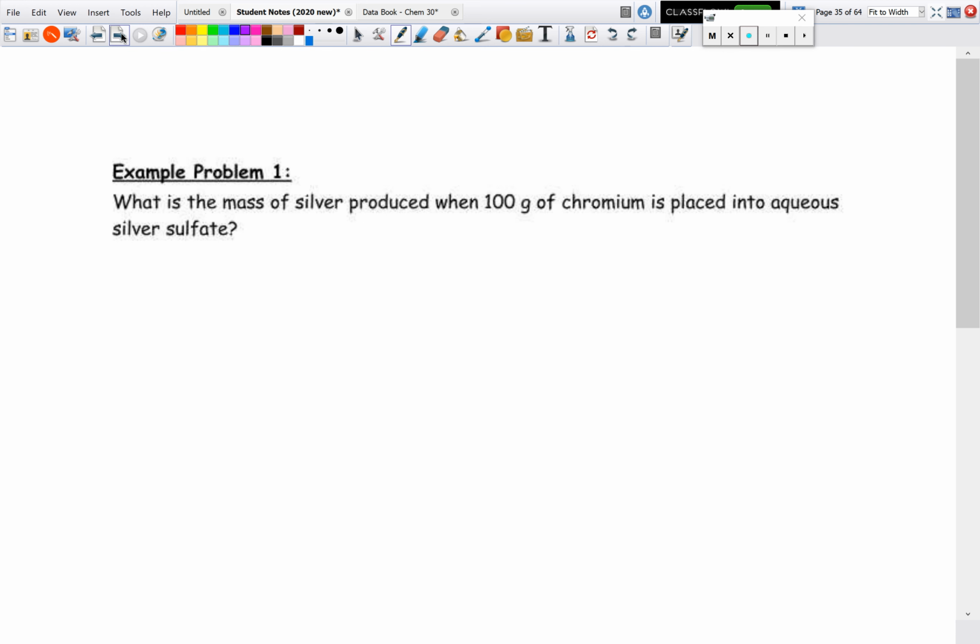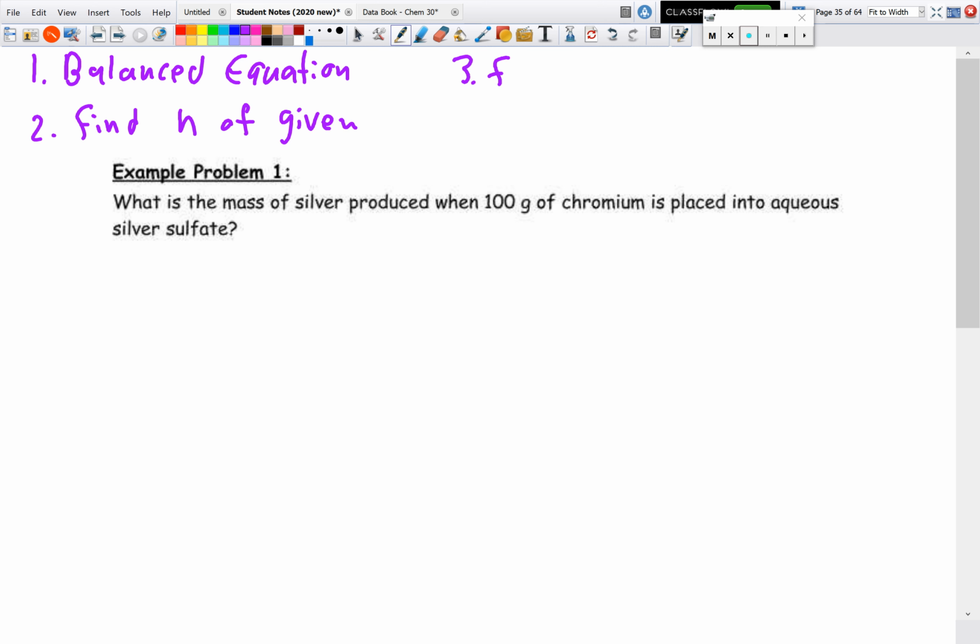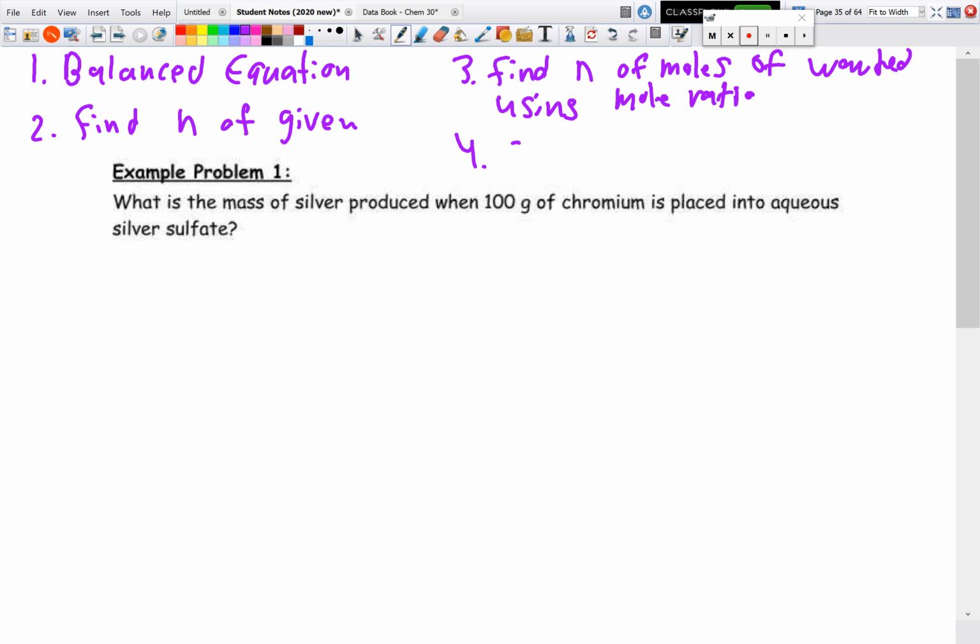So let's look at our first example. So we will need to follow our 4 steps. Of course, step 1 is balance chemical equation. Step 2 is find the number of moles of our given. Step 3 is going to be find the number of moles of the wanted using the mole ratio. And of course, step 4, solve the question. So we are going to be following these 4 steps to solve our first question.